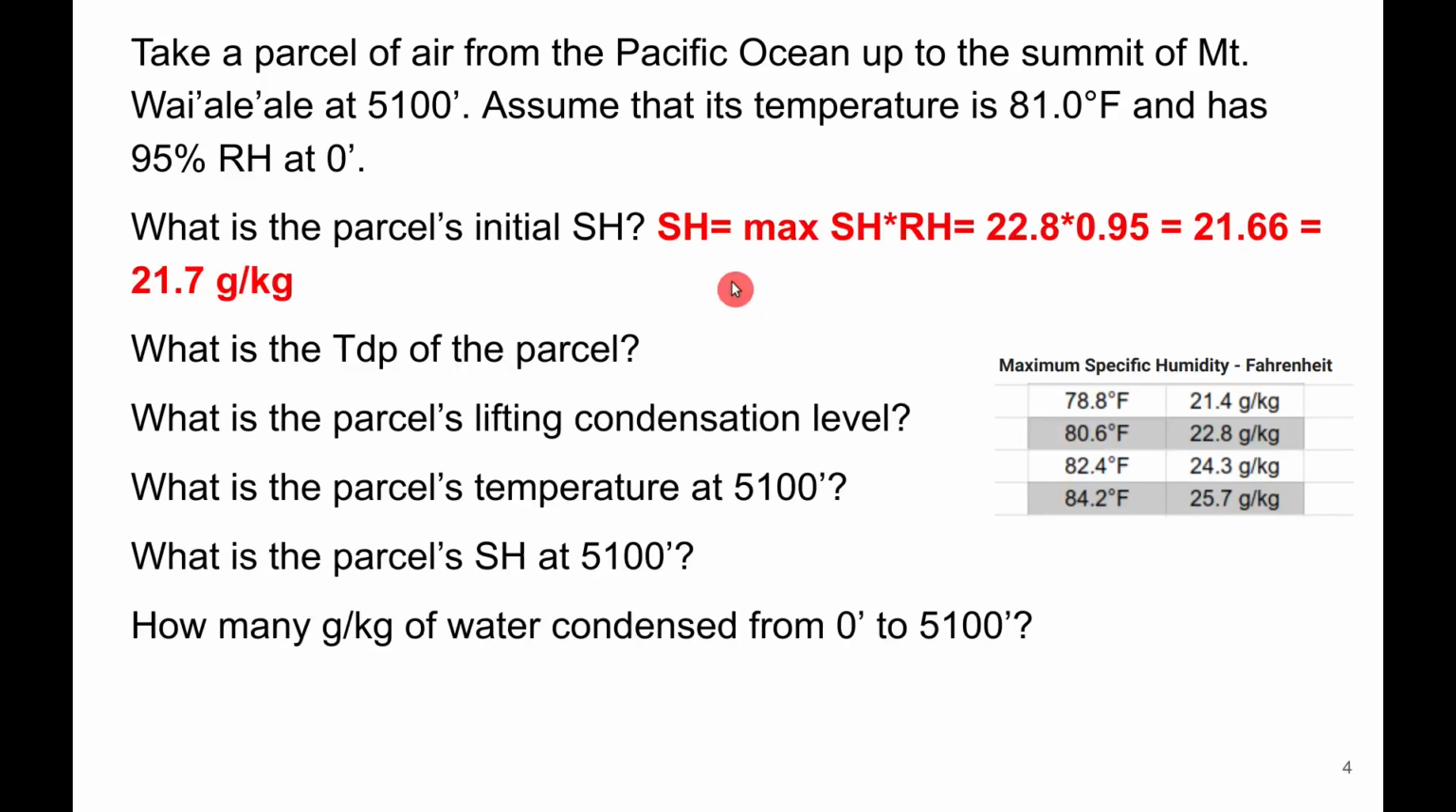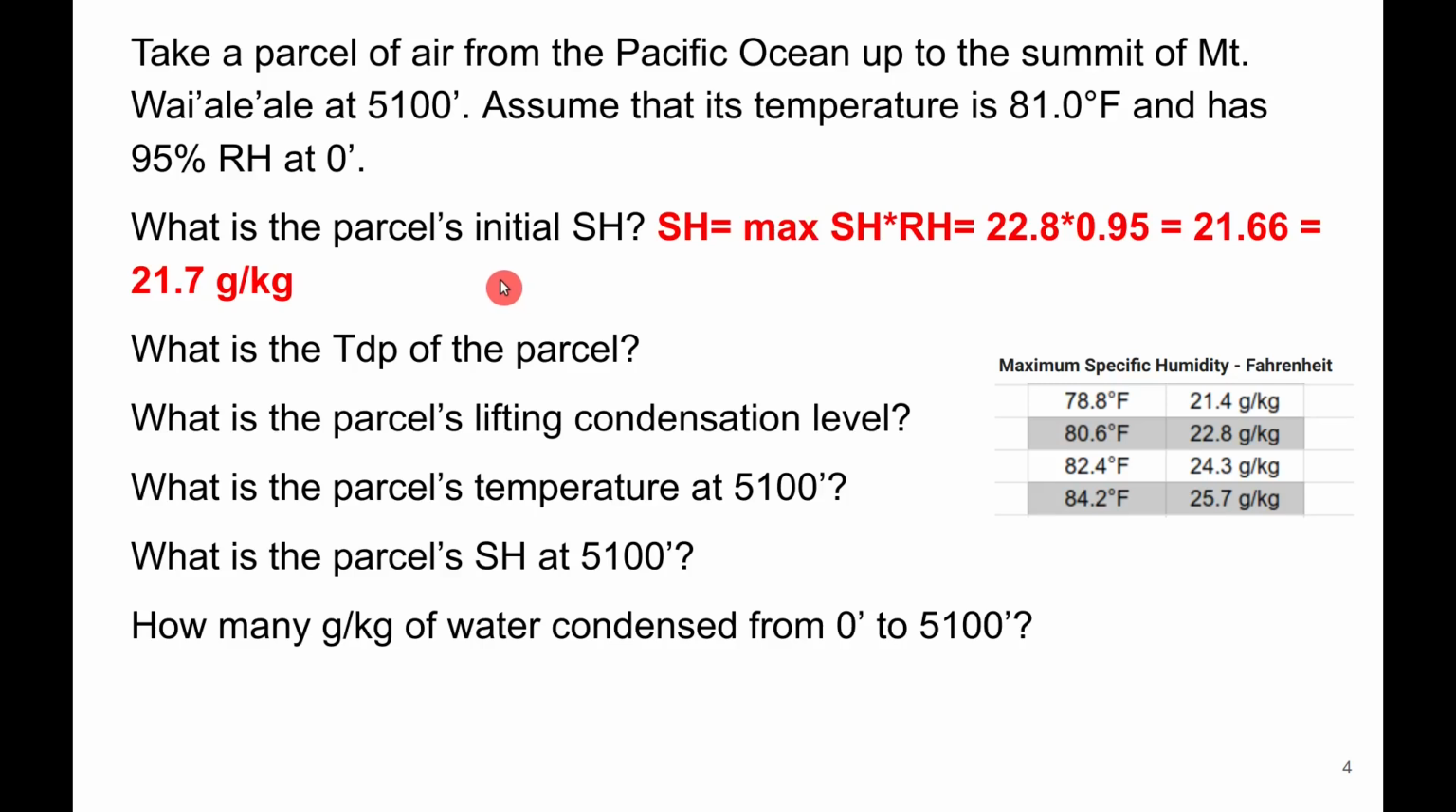So the formula for specific humidity, if you're given the temperature and the relative humidity, is max specific humidity at that temperature times relative humidity equals specific humidity. So we look it up on the chart. The temperature is 81 degrees, it's in between 82 and 80, so we use the cooler one of 22.8 grams. 22.8 times 0.95 is 21.66, and that rounds to 21.7 grams per kilogram. So now we know the initial specific humidity of the parcel.